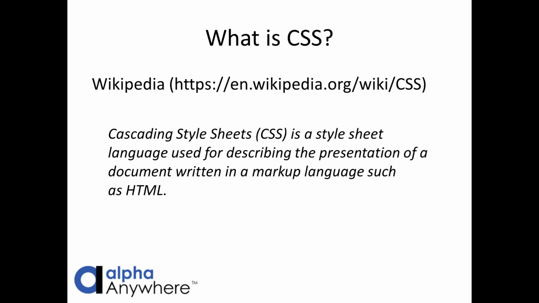So what is CSS? CSS stands for Cascading Style Sheets. And from Wikipedia, this is their definition. It's a language for describing the presentation of your document. And that document is usually written up as HTML. So CSS describes colors, it describes where things are positioned on the screen, and gives your application a great look from the basic default layout that a website would have if you didn't do any of that.